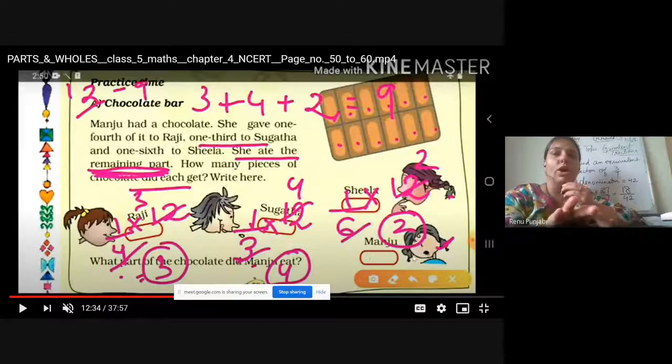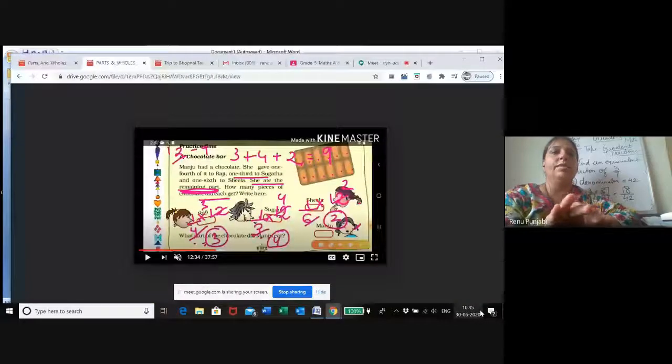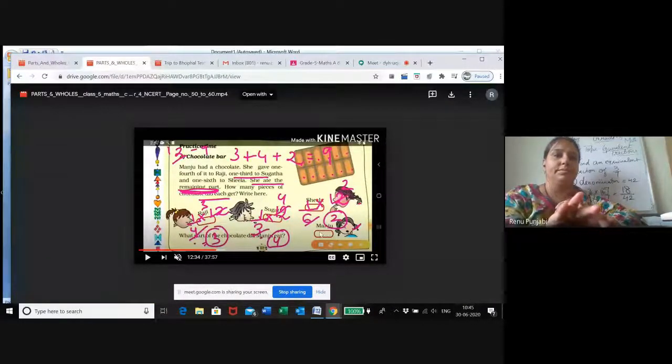Now solve this sum in your books with the method, the way it is given.